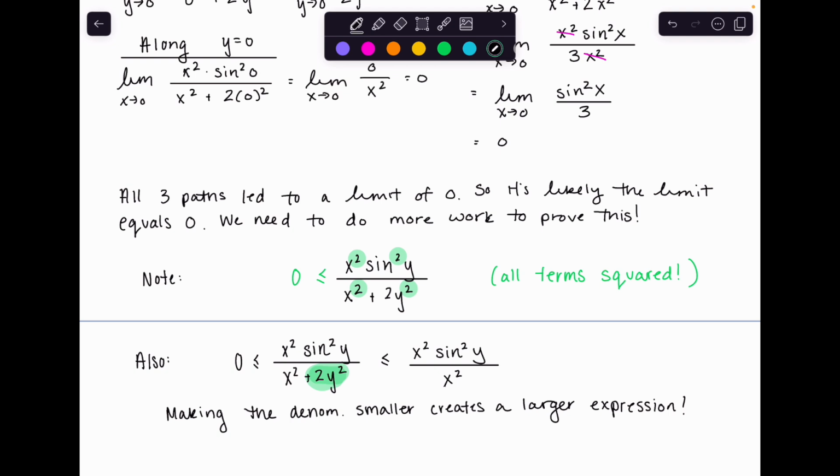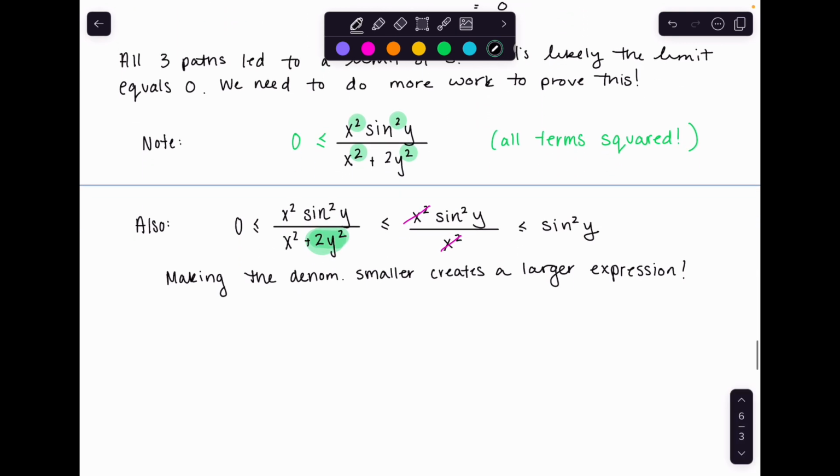Again, y squared was a non-negative quantity. If I get rid of it, immediately it makes my denominator smaller. So overall, my fraction is bigger. And the reason this is nice is because now the x squareds cancel, and I have a nicer upper bound of sine squared of y. So ultimately, my expression that I'm taking the limit of is trapped between 0 and sine squared of y.